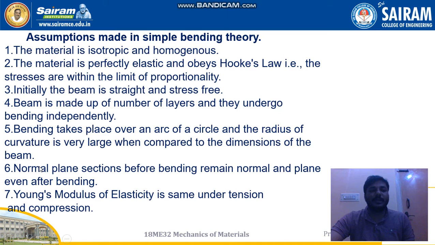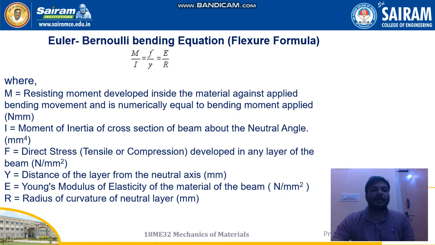So y is the distance of the layer from the neutral axis. E is the Young's modulus or modulus of elasticity of the material of the beam, and R is the radius of curvature of the neutral layer. This is the Euler and Bernoulli bending equation: M by I is equal to F by y is equal to E by R.